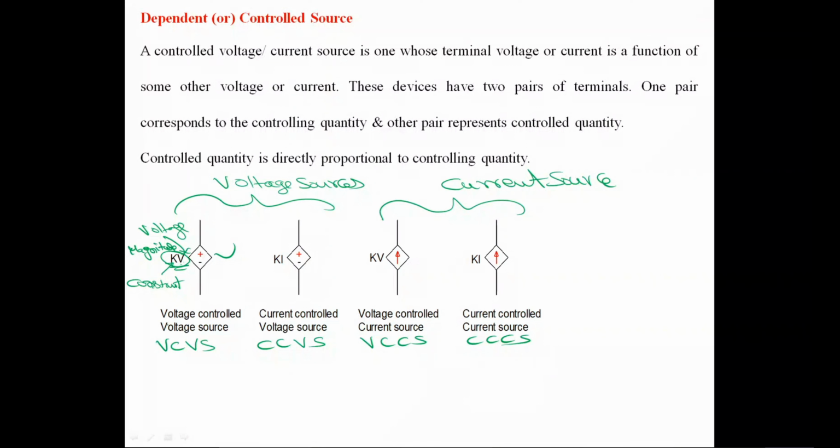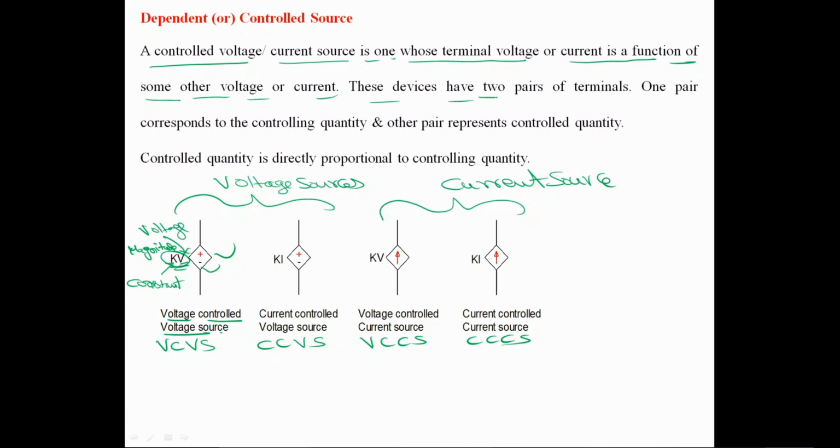That is why it is called a voltage controlled voltage source. This is a voltage source, but what is its magnitude? Its magnitude is controlled by a voltage at some point in the circuit. Such a source is called a voltage controlled voltage source. As written here, a controlled voltage or current source is one whose terminal voltage or current is a function of another voltage or current.